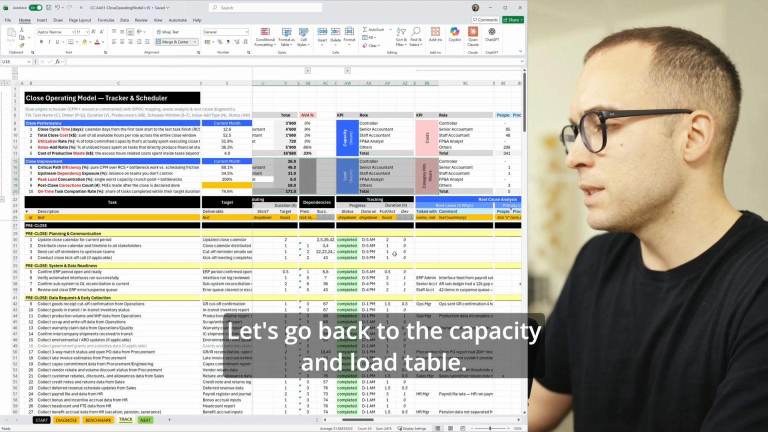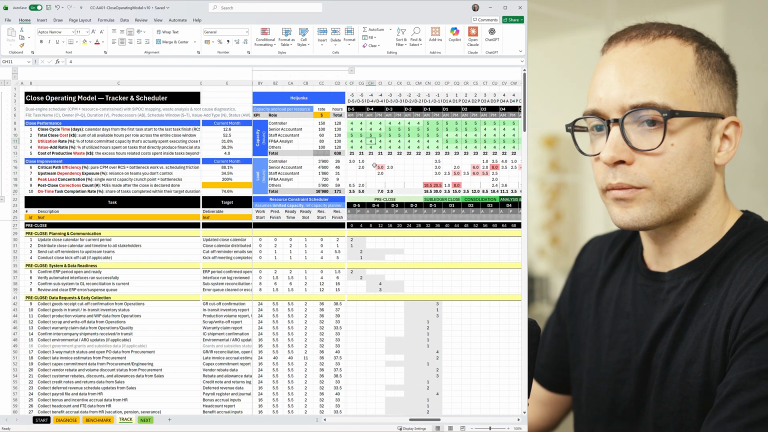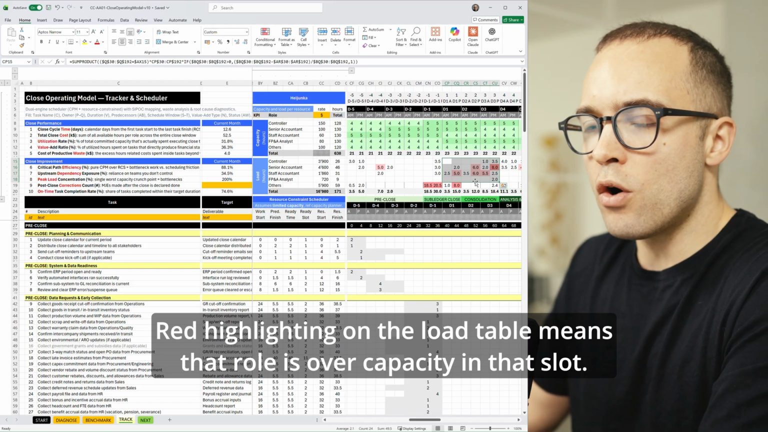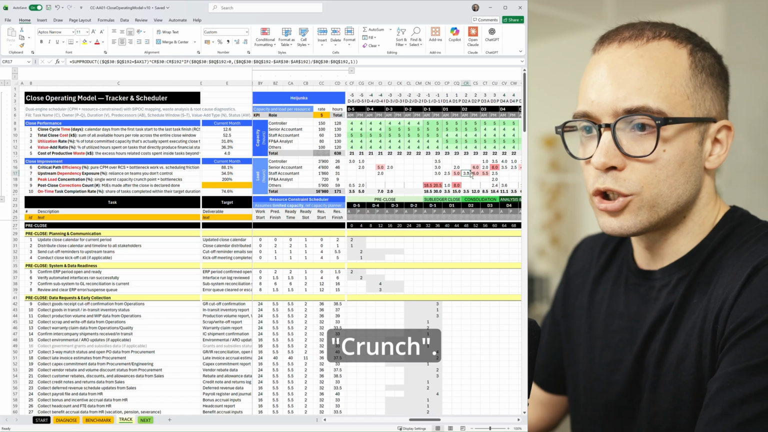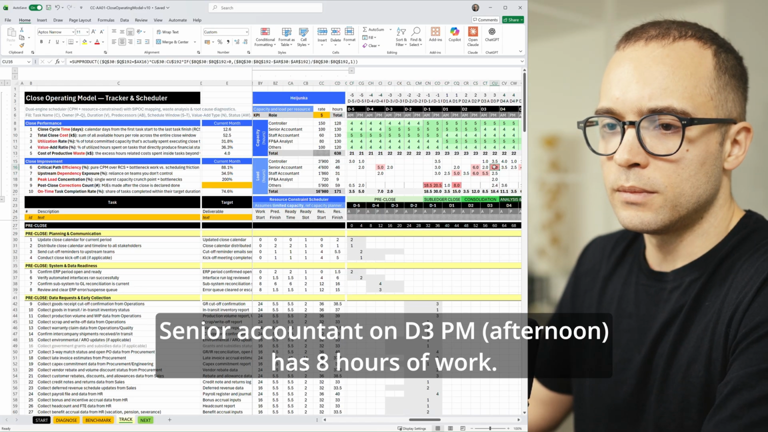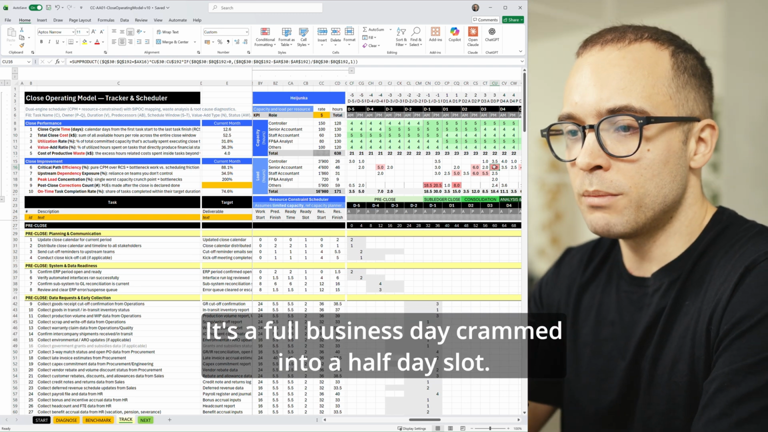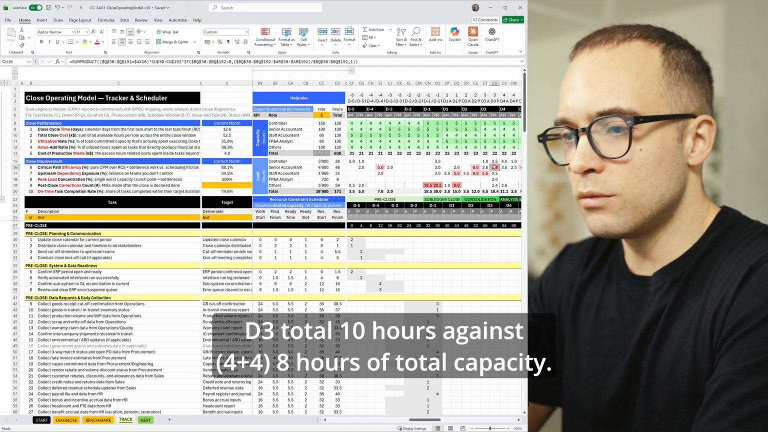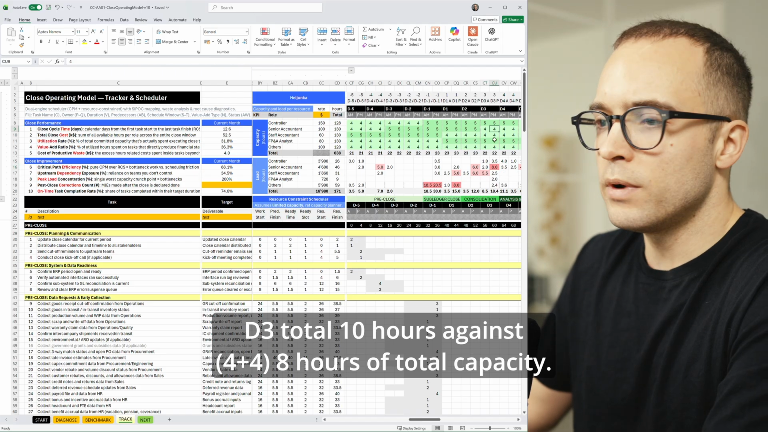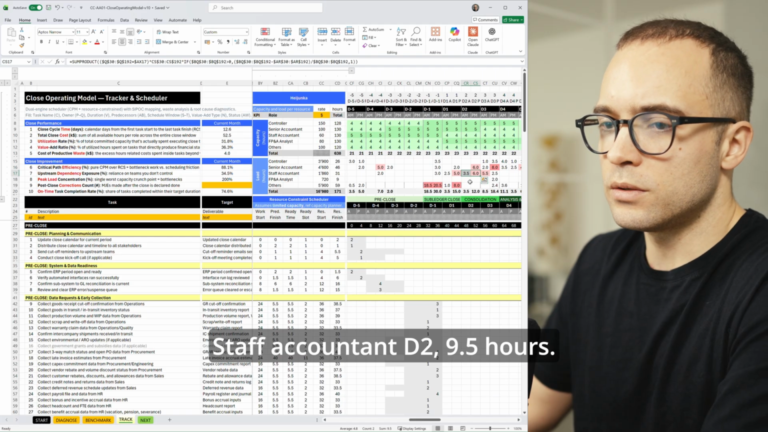Let's go back to the capacity and load table. Red highlighting on the load table means that role is over capacity in that slot. Crunch. Senior accountant on D3 p.m., D3 afternoon has 8 hours of work. It's a full business day crammed into a half-day slot. D3 total, 10 hours against 4 plus 4, 8 hours of total capacity. Staff accountant D2, 9.5 hours.